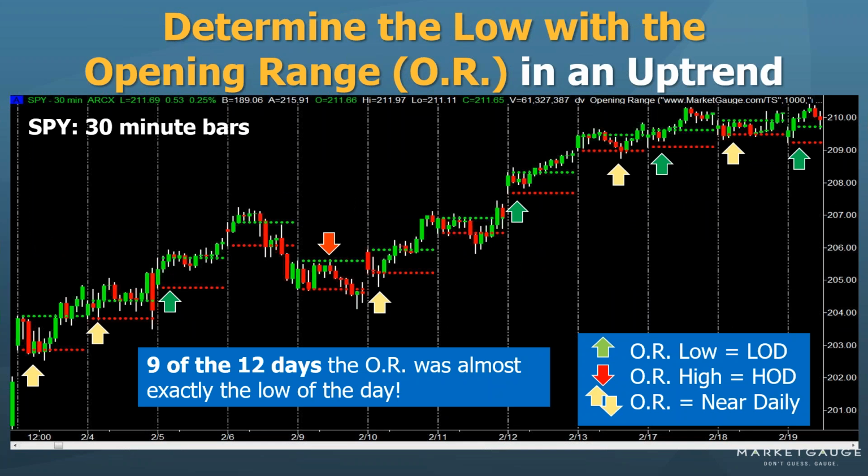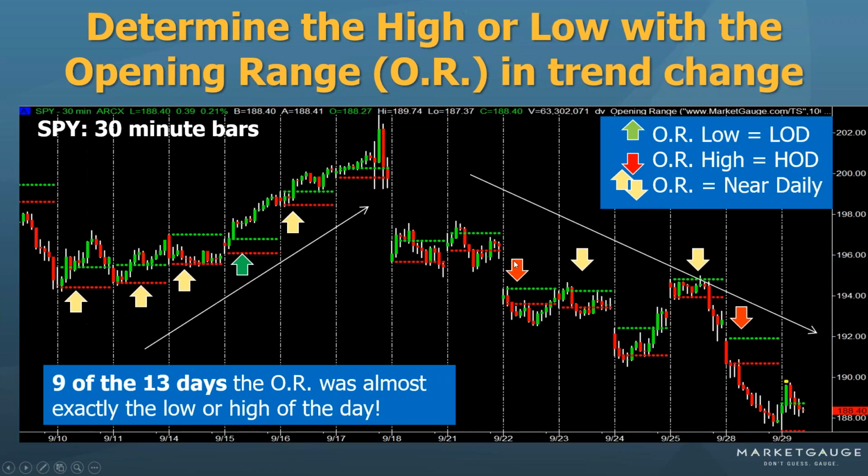Now, here's how it changes when the market's in an uptrend. So if you look at this chart, again, 30 minutes, you can see we've got a lot of arrows on the bottom of the charts, because that's telling you those were the days where the low of the day was set or was very close to that first 30-minute level, right? That's how powerful this is. And if you turn it over and go into a downtrend, you'll see the opposite happening.